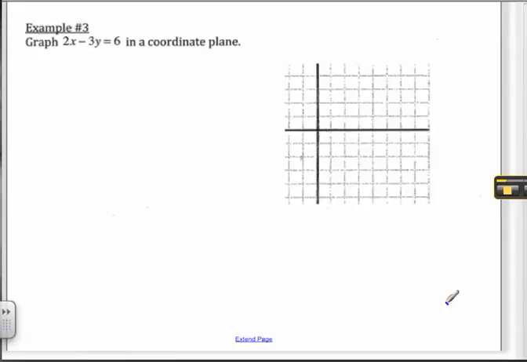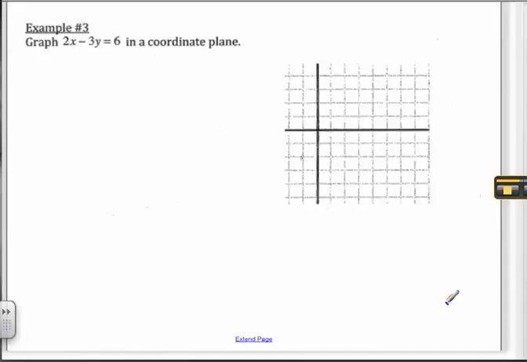Sorry about that. Okay, guys, for example number 3, it says graph 2x minus 3y equals 6 in a coordinate plane. Now, last year, you actually had math, and most of you learned something, so you know that there are a few ways that you can graph this. We can use the t-chart, the intercepts method, or slope-intercept. And the most efficient, I think, is slope-intercept.